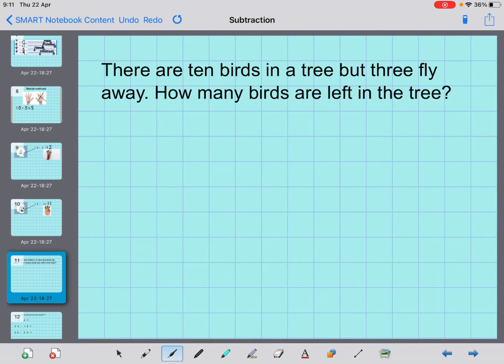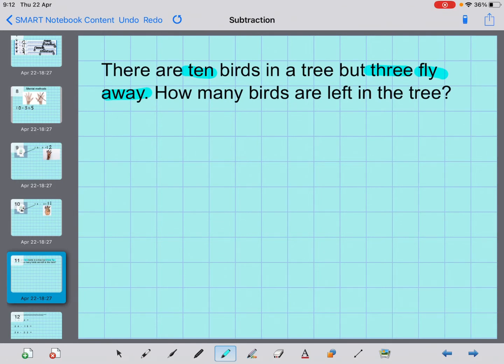There are 10 birds in a tree, but 3 fly away. How many birds are left in the tree? So I'm going to highlight any numbers I read and any key vocabulary that shows me that I am subtracting. So flying away is the same as taking away. They're gone, they're not there anymore. So I know the number's going to be less. I know I'm subtracting.